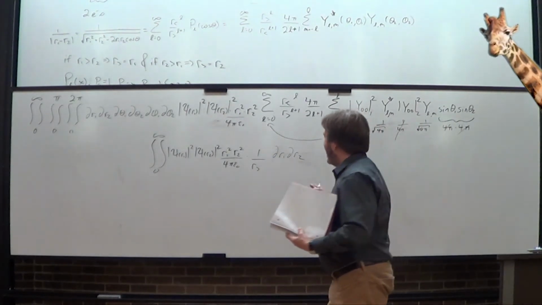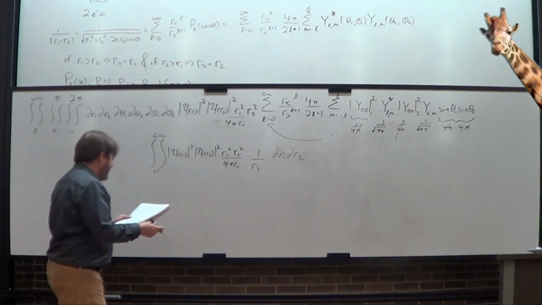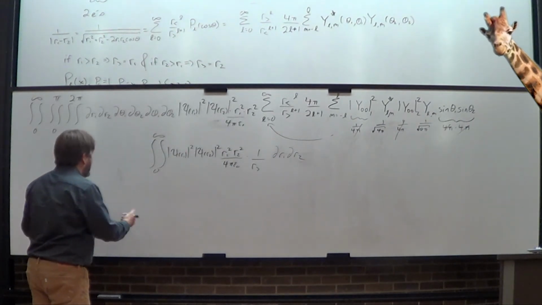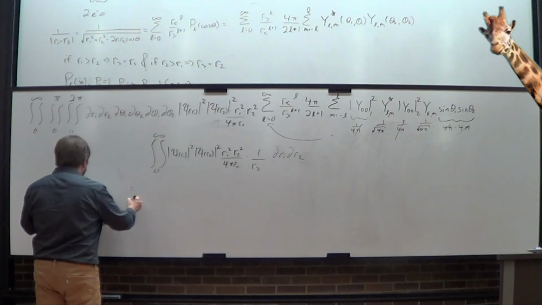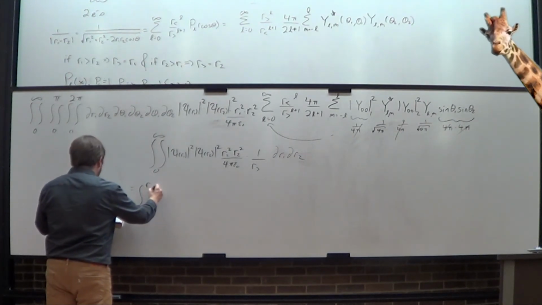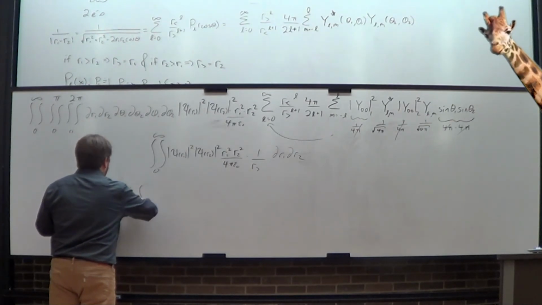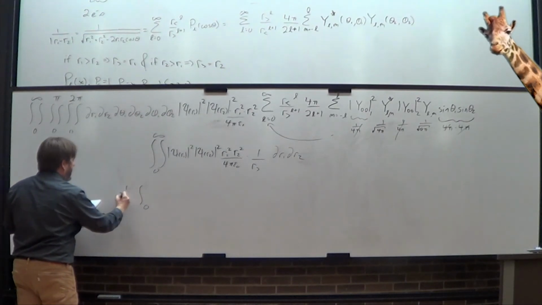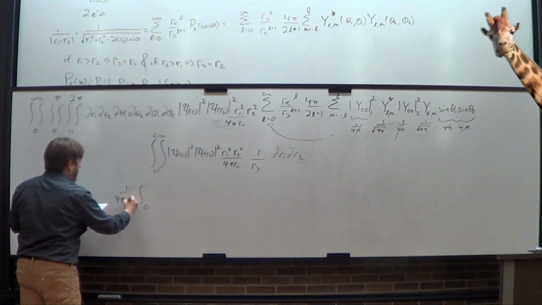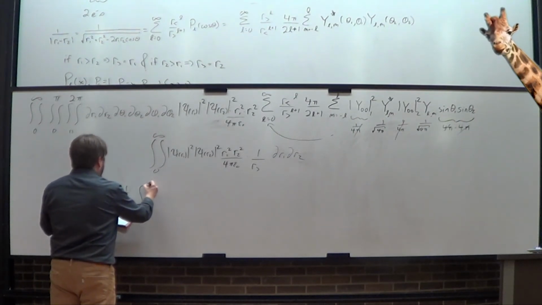This is clever. I came up with it. I wrote it down on the webpage. Okay, so what you're going to do, again, as usual, you've got to break up. Let me take the 1 over 4 pi e naught. And we're going to integrate R1 from 0 to infinity.